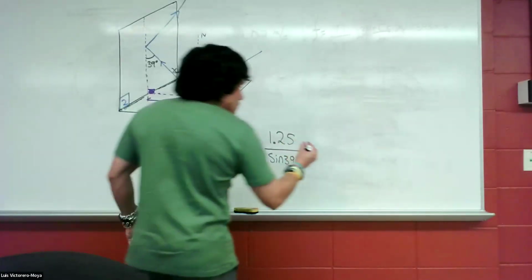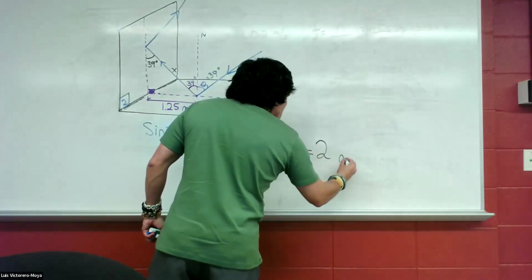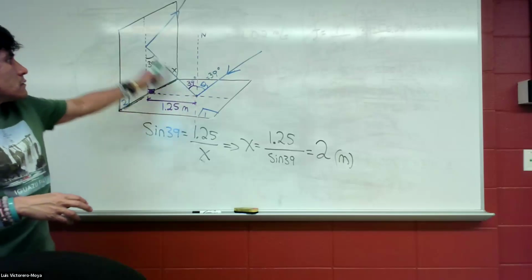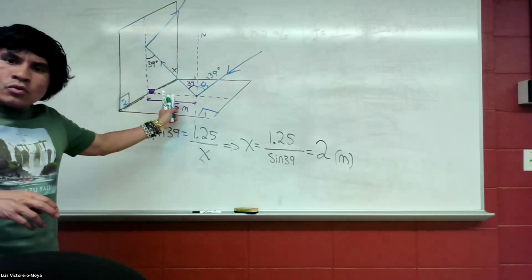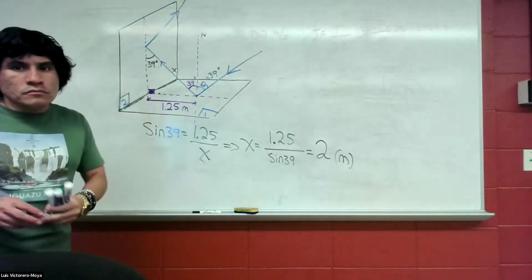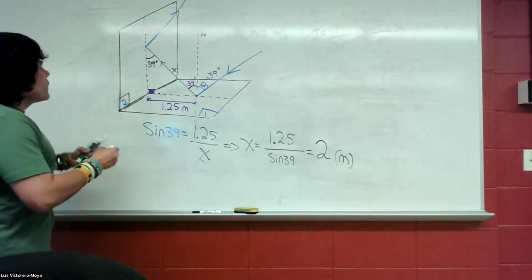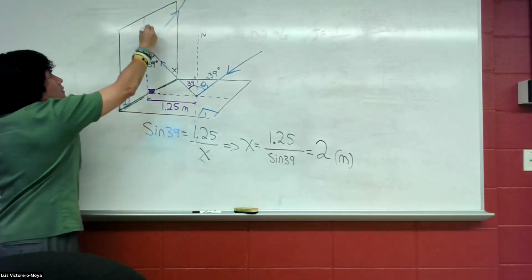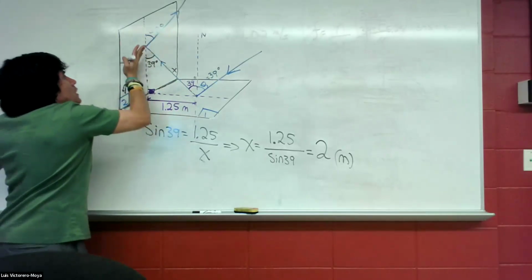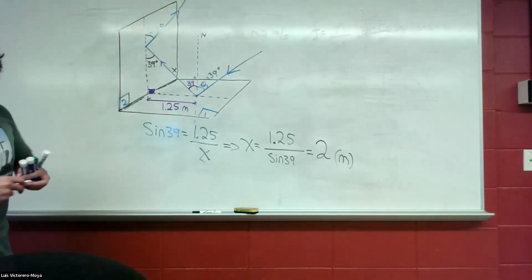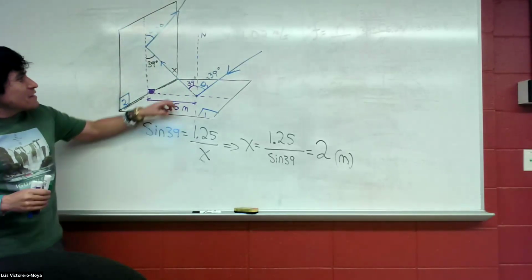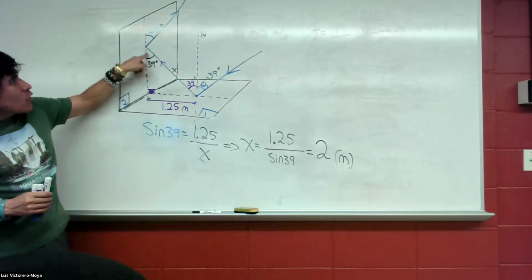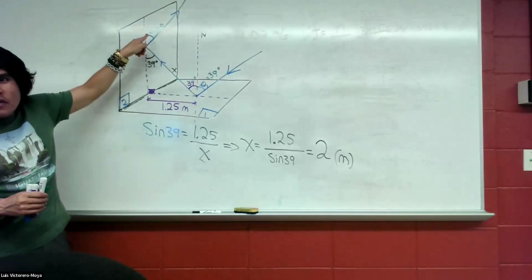Again, 2 meters. 2 meters. That's the distance traveled by light from mirror 1 to mirror 2. And then with respect to the horizontal, light is redirected by 39 degrees. Interesting, right? By the law of reflection, these angles are equal. So 39 degrees.